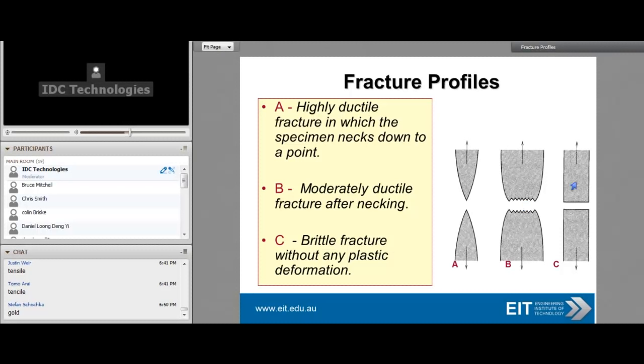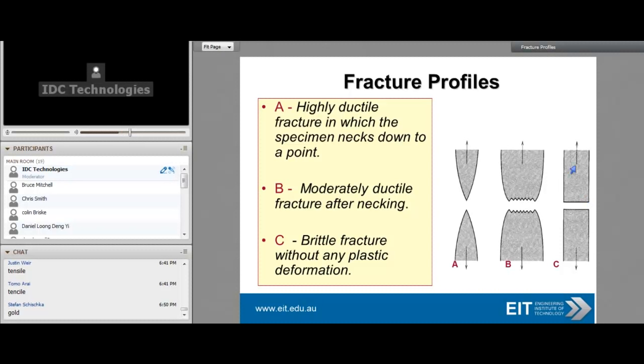And then on this particular one, we've got brittle fracture. You can see no reduction in cross-section here. What happens is we load the sample, it doesn't stretch. We load the sample more, it doesn't stretch. We load the sample more, it doesn't stretch. Then we reach the ultimate tensile strength of the material without it having stretched, and then bang, it just gives way.